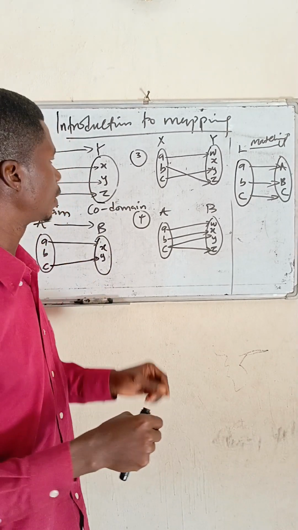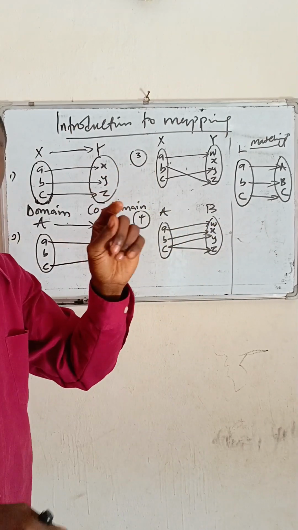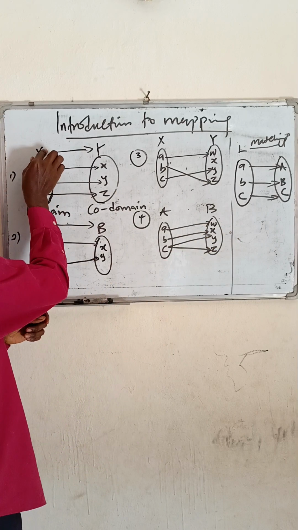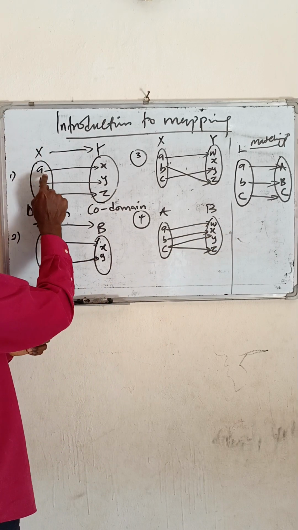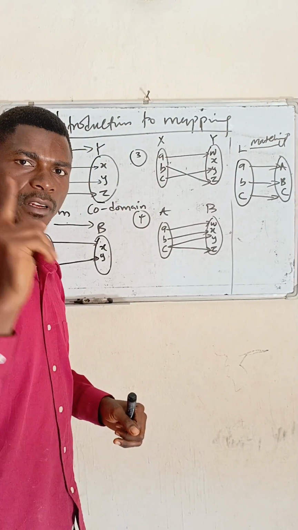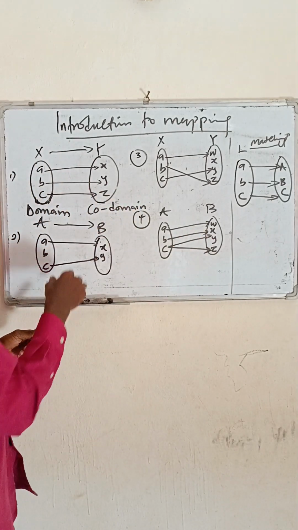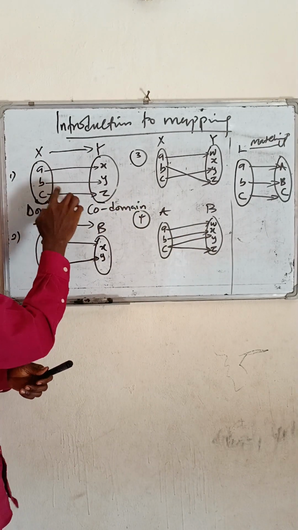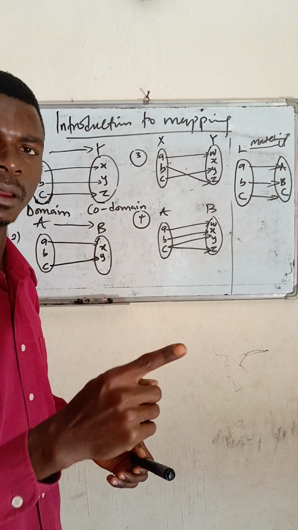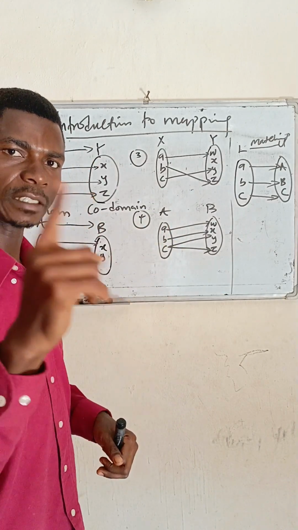Now, what is mapping? Mapping is a rule which assigns an element to another element. That is just it. Now, what is the rule and how do we determine mapping? Take note of all these things. Let me show you how to determine a mapping. For this domain, all the elements in the domain must have an image. If all the elements don't have an image, it is not a mapping. That is the first level.